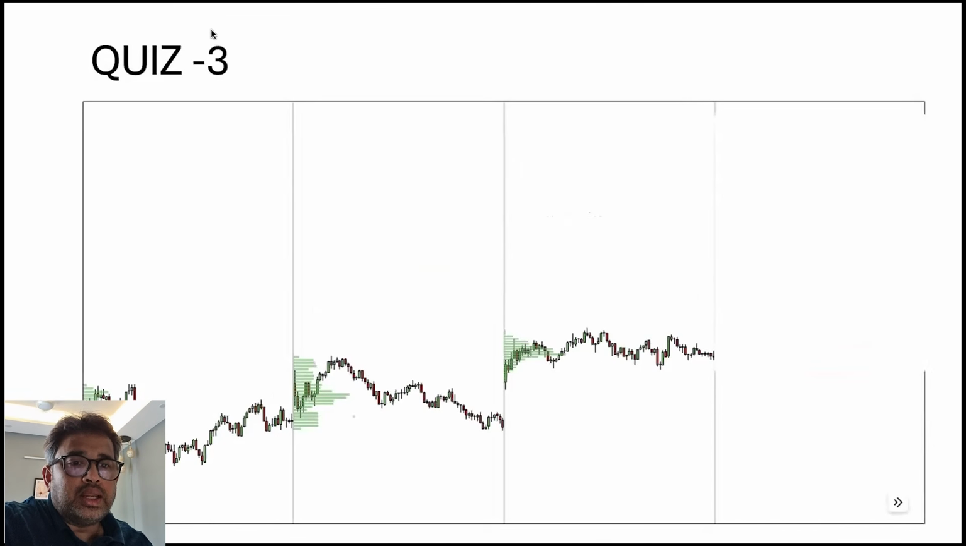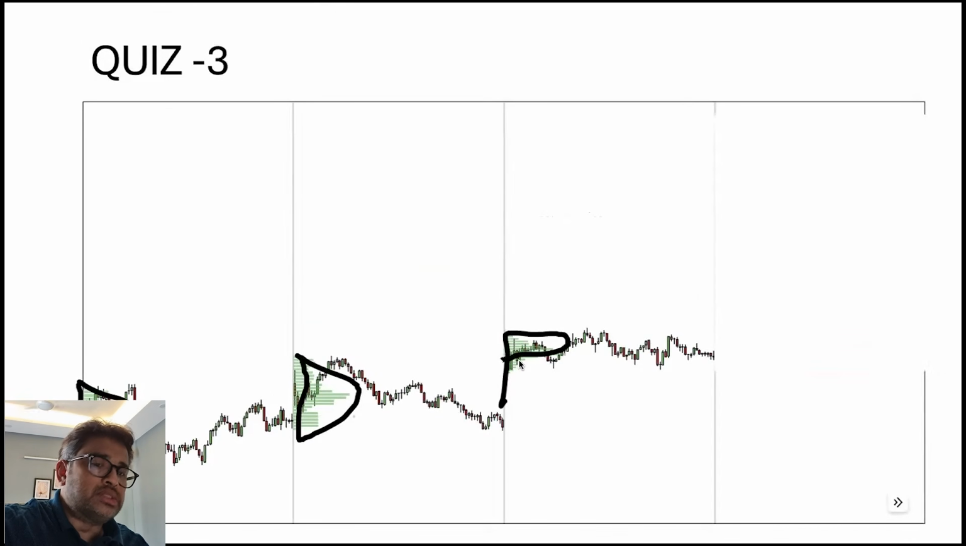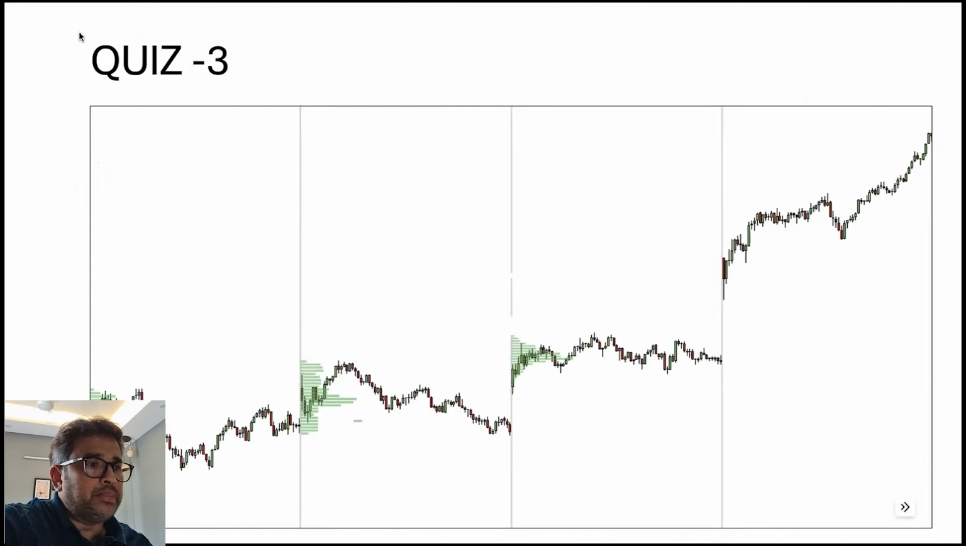Now let us see quiz 3. What is the profile here? D shape profile, right? Now what is the profile here? You can see that it's a P shape profile because highest volume is at the top. So P shape profile means what? It's bullish, right? So next day, what is your guess? What could have happened next day? And this is what happened next day. There was a gap up and market started going upside.